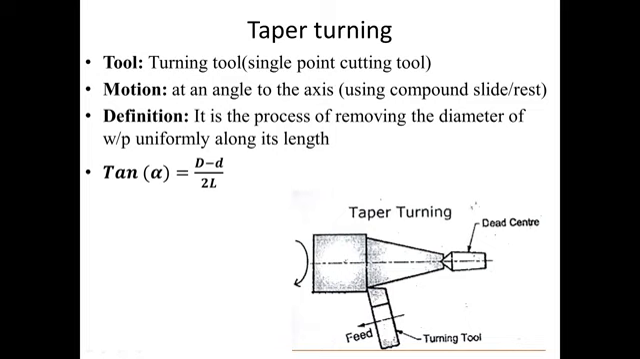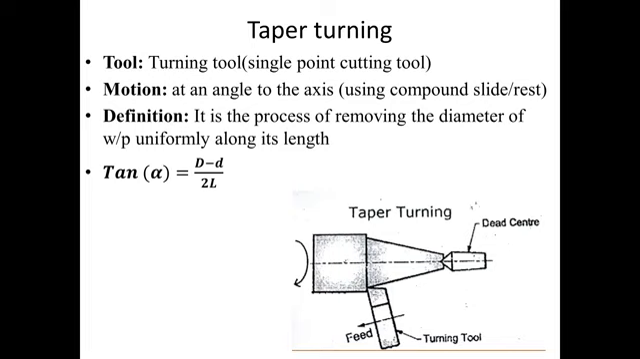Next, another type of turning is taper turning. When we want to reduce the diameter not with constant value, from 40 mm to 30 mm along the constant length. When we want to reduce diameter gradually, uniformly along its length, then that operation is called taper turning. So movement of cutting tool is in the taper direction.